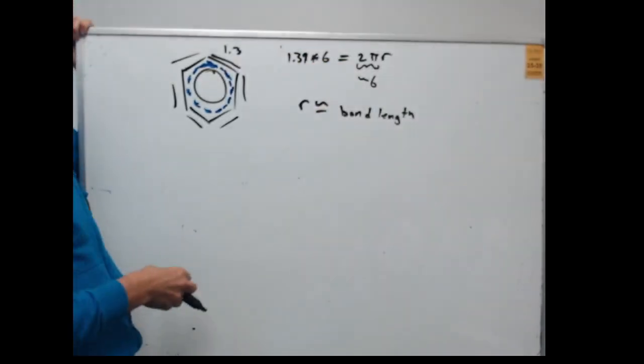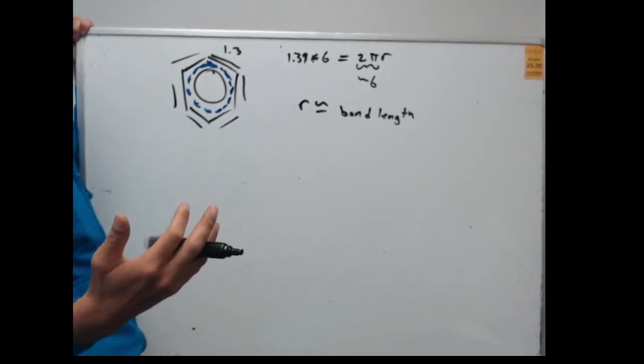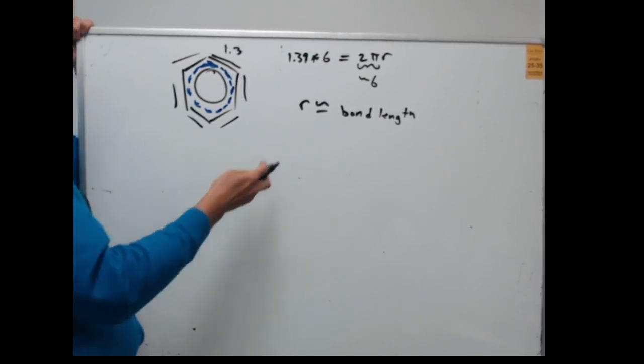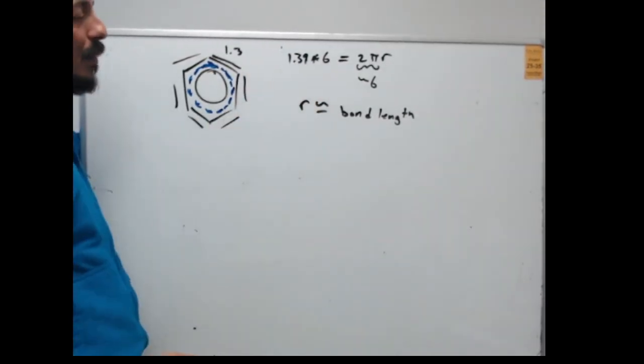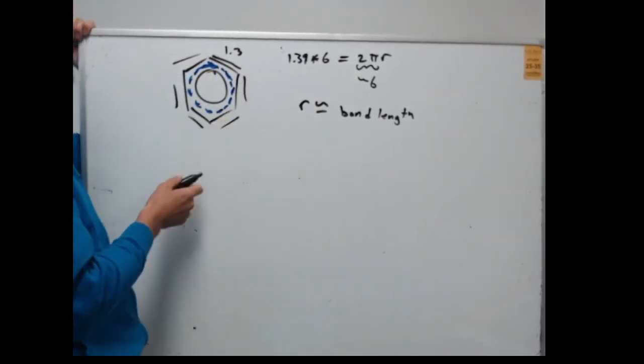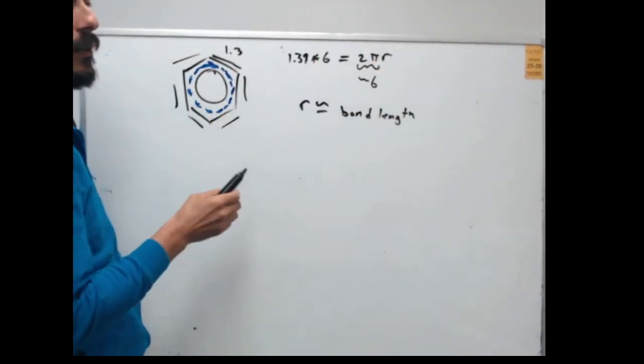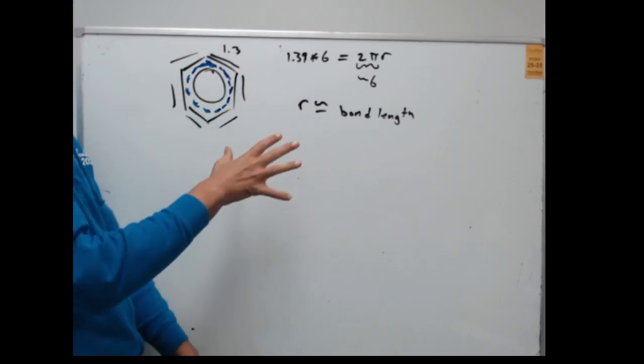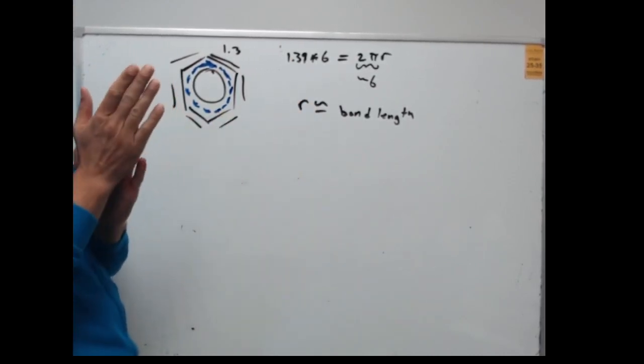2 pi is approximately 6.28, or 6.3. So technically, the radius will be a little bit different than 1.39. But I'll give credit for either one. You don't have to solve for the exact radius. It'll be close enough. This is already pretty approximate, so it'll be close enough.